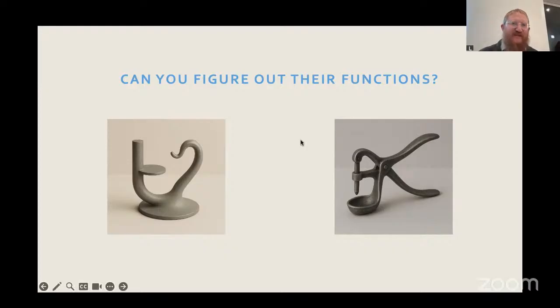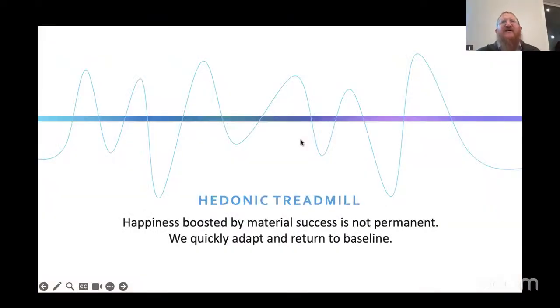So, have you heard of the hedonic treadmill? Have you heard this expression? The idea of a hedonic treadmill is that happiness boosted by material success is not permanent. We quickly adapt and return to baseline. You know, the thing about a treadmill is the more you run on it, you don't get anywhere. So the thing with hedonism, right, is pleasure. When you're living a lifestyle where you're searching for pleasures.